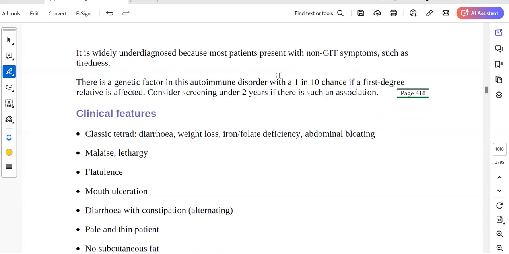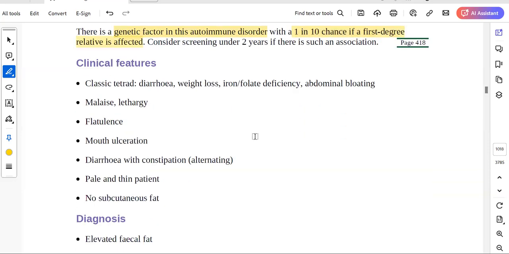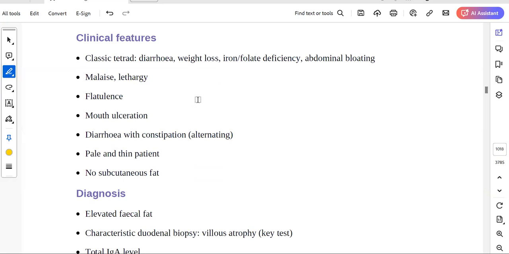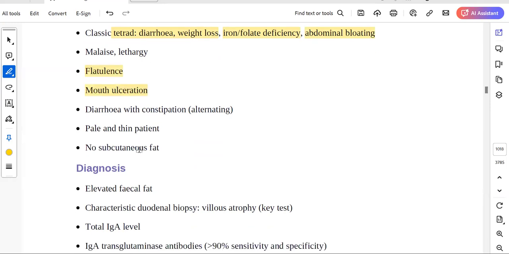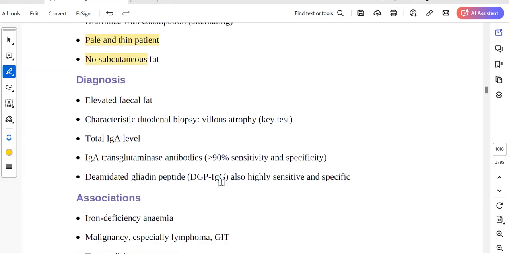So there is a first degree relative chance. It is an autoimmune disorder, but it has a genetic factor. So we say that there is a 1 in 10 chance to have celiac disease if a first degree relative is affected. Clinical features: because of malabsorption, the patient will be very tired and fatigued, with weight loss, diarrhea, iron deficiency, folic acid deficiency, and abdominal bloating. Patients can get abdominal bloating with flatulence, ulceration. They can get very pale and thin, with no subcutaneous fat.